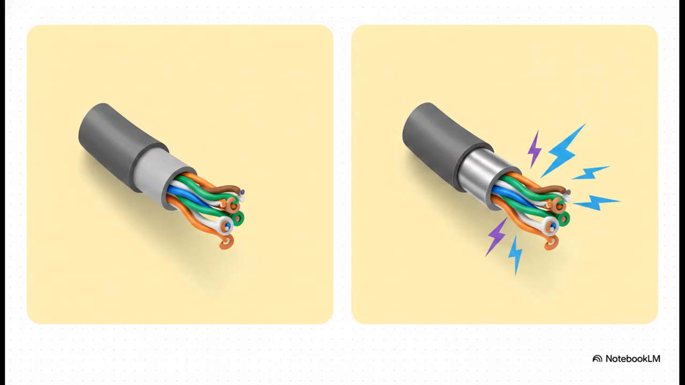Unshielded twisted pair, or UTP, versus shielded twisted pair, or STP. UTP is your standard everyday network cable. The twisted wires inside naturally cancel out basic interference. And honestly, it gets the job done perfectly for most homes or standard offices. But STP, that's the heavy armor. It adds extra layers of physical foil shielding around the internal wires. So if you're running infrastructure near heavy industrial machinery, dense server racks, or high voltage lines, STP is an absolute must to ensure your data doesn't get scrambled by outside electrical noise.